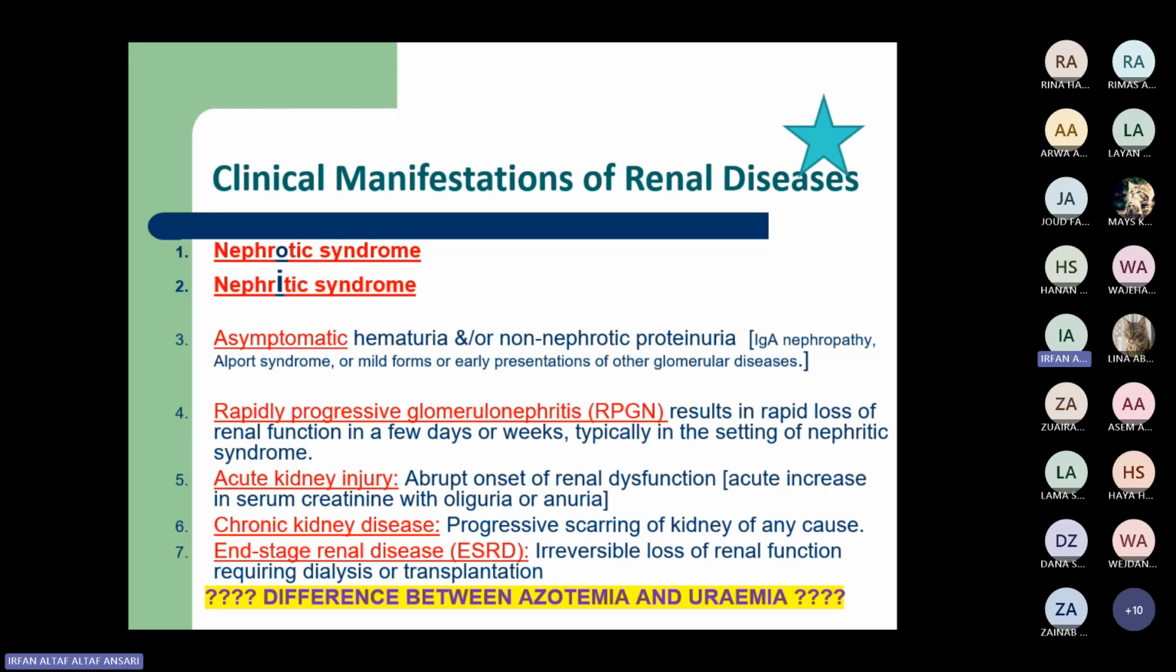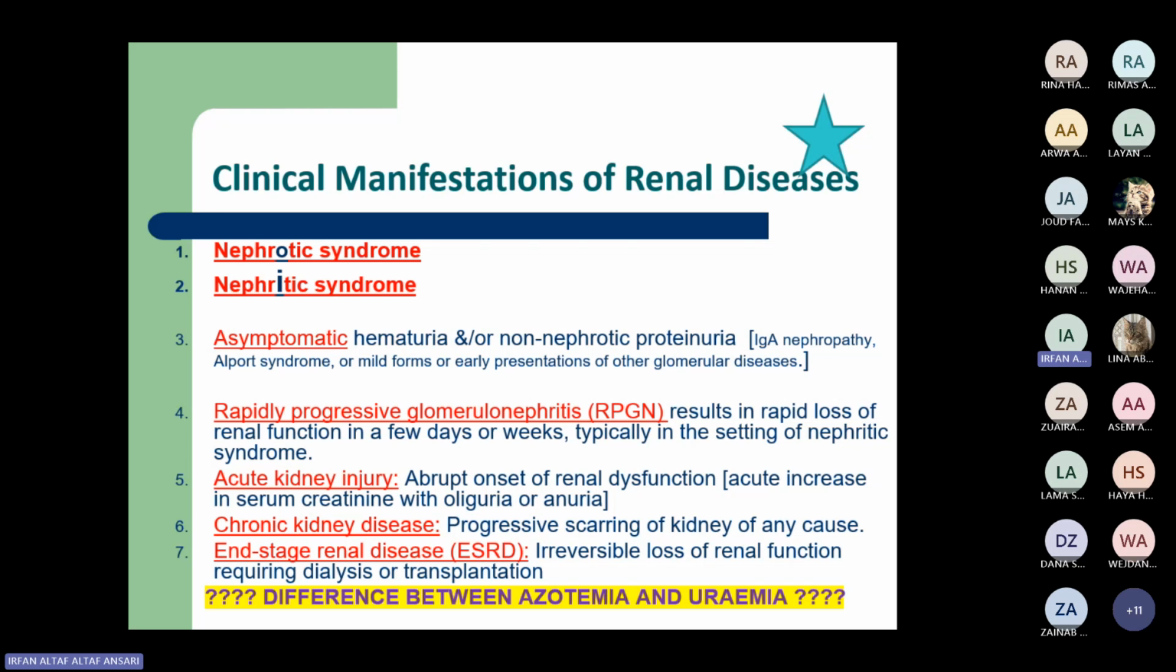Then we have proteinuria. This proteinuria is mainly non-nephrotic. We'll also discuss what nephrotic proteinuria is. Non-nephrotic proteinuria is minimal excretion of protein in the urine. What are the causes of this? We can find non-nephrotic proteinuria in IgA nephropathy, Alport syndrome, and the mild and early presentation of other glomerular diseases, and other diseases affecting the kidney such as hypertension and diabetes mellitus. They will have a non-specific excretion of protein, mainly albumin.